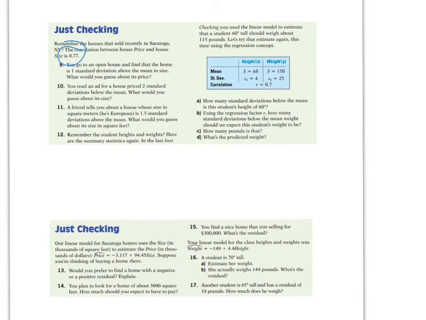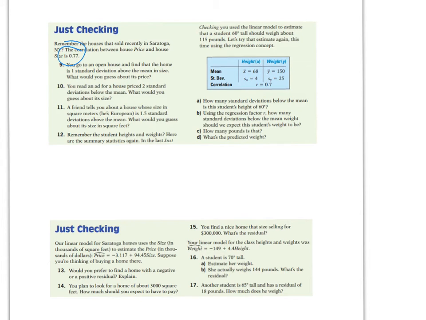So it says you go to an open house and find that the home is 1 standard deviation above the mean in size. What would you guess about its price? So that literally just means that the price has to be 0.77 standard deviations above the mean, because your correlation coefficient will match your standard deviation in that case, and it's your slope as well.